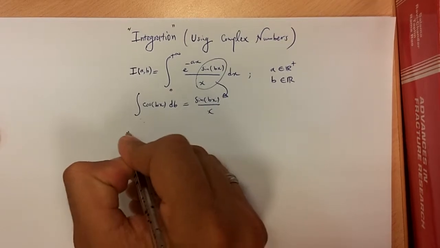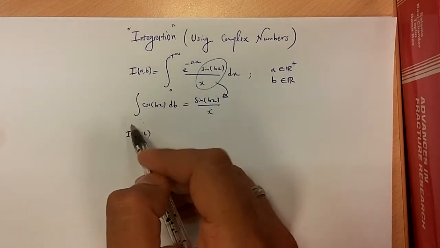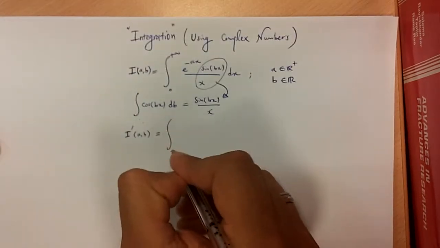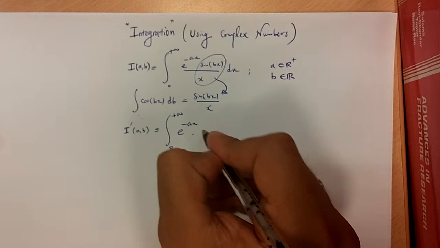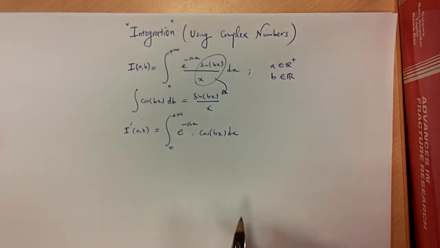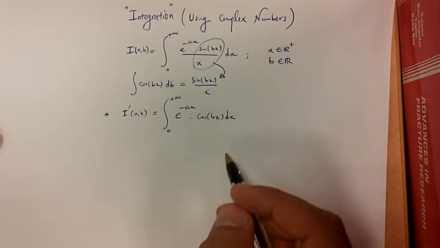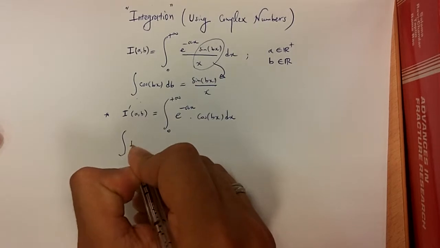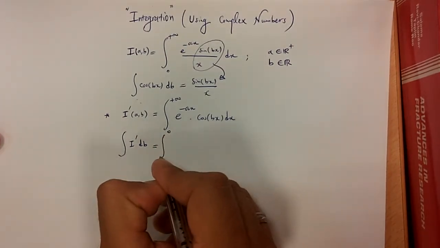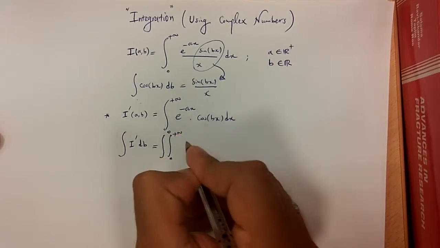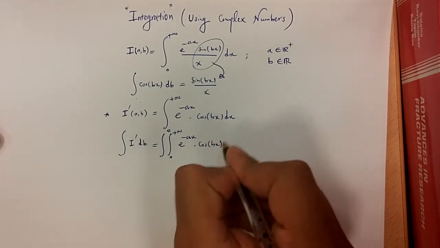If I define another integral I prime of a and b, which is absolutely not the derivative of I, but another function, as the integral from 0 to plus infinity of exponential minus ax times cosine of bx with respect to x, and then calculate the integral of this function I prime with respect to b, what I have is the integral from 0 to plus infinity of exponential minus ax cosine of bx dx.